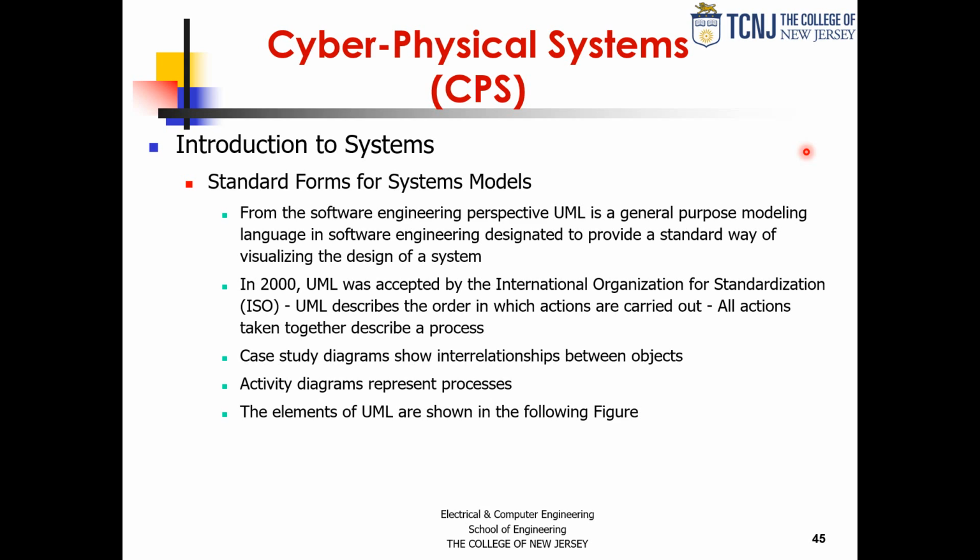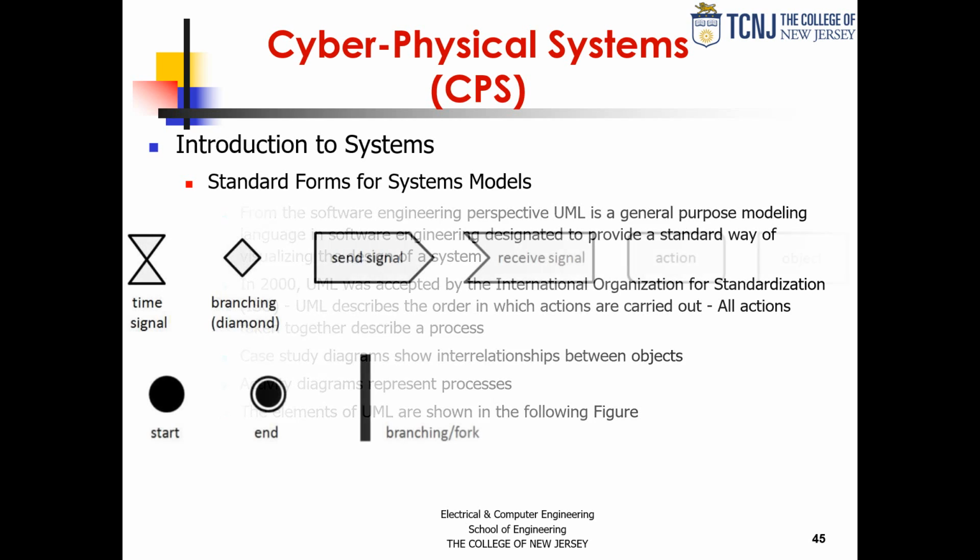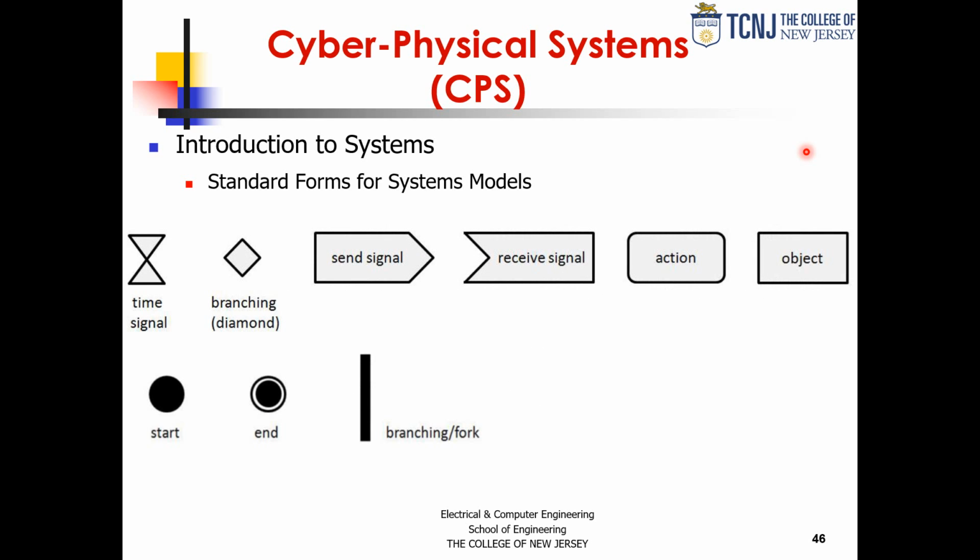So these are the standard parts of a UML diagram. We have time signal, we have branching, send, receive, action, object, start, end, and branching or fork. So let's look at each one of them.